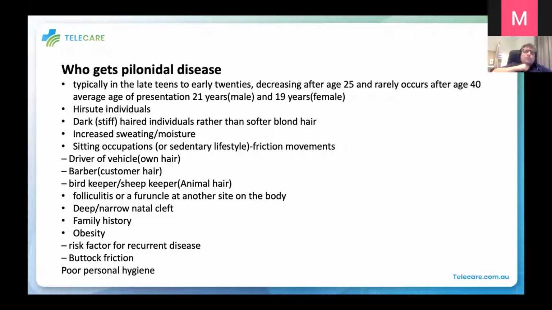And there may be an association with the natal cleft morphology. So if you have a deep, narrow natal cleft, there's an association with obesity, there's an association with family history, and there's some association with personal hygiene in some cases.